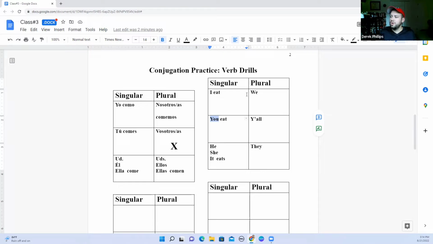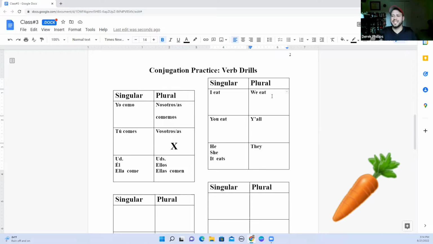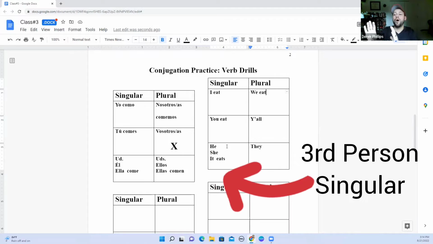All right. Now, whereas we have nosotros, nosotras comemos for my Spanish speakers out there, in English, we say we eat. We eat hamburgers. We eat pizza. We eat vegetables. All complete sentences. So again, these forms are all the same. The only time that we change the verb is down here for third person to talk about one person.